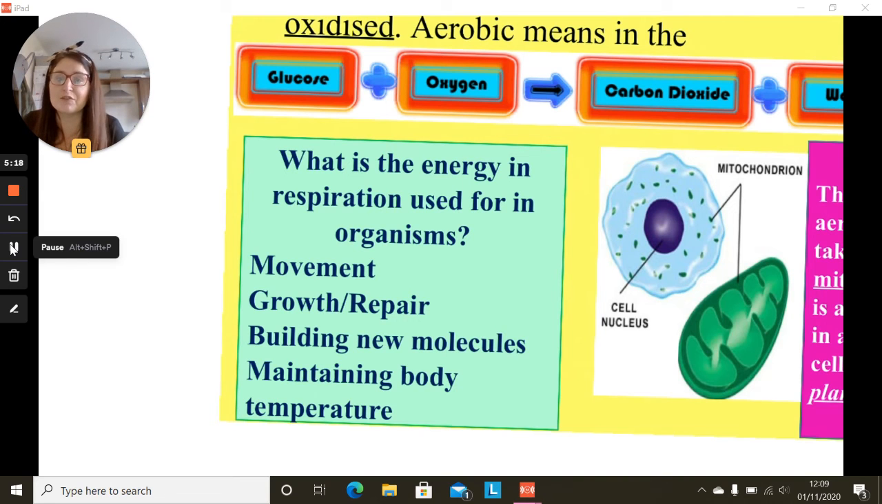Okay, we need it for growth and repair of cells. You were not born this big. Thank God you're not born this big. But then you need energy to build new cells, and to repair cells that are damaged if you cut yourself. We need to build new molecules, and to maintain our body temperature. That is what we need energy for.